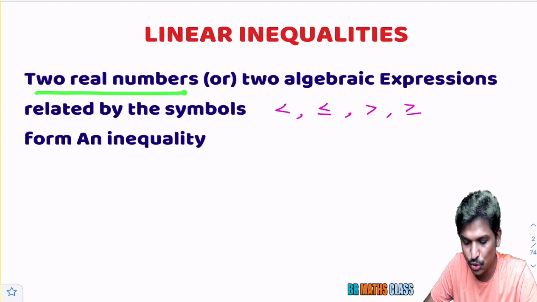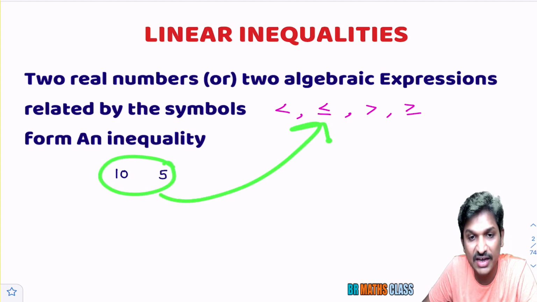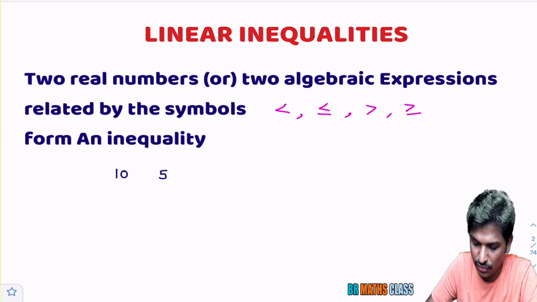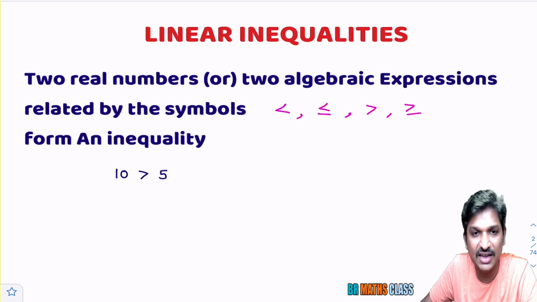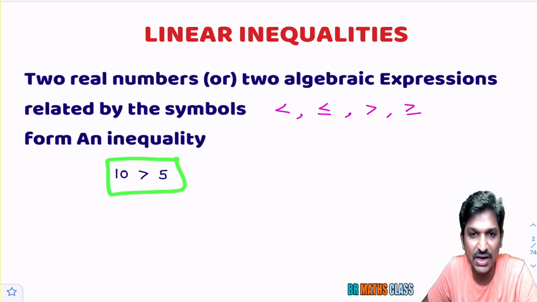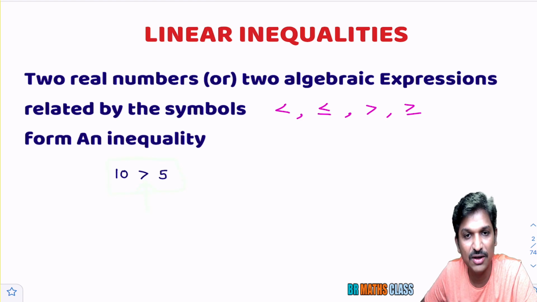I'll try to explain. First, I'll take two real numbers and relate them with these symbols. Take 10 and 5. How can you relate these two numbers with these inequality symbols? Two numbers are there. Clearly, 10 is greater than 5, so we will write the greater than symbol. 10 is greater than 5. So what is this? This is one inequality: two real numbers related by an inequality symbol, here the greater than symbol.